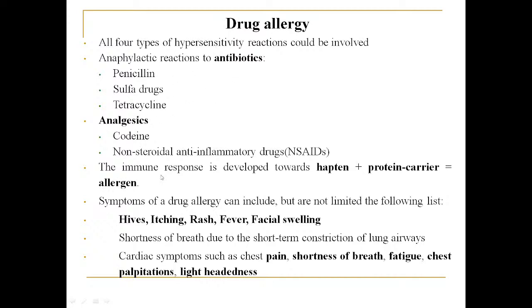Symptoms of drug allergy can include, but are not limited to, the following list: hives, itching, rash, facial swelling, bronchial spasm, shortness of breath due to short-term constriction of lung airways, cardiac symptoms such as chest pain, shortness of breath, fatigue, chest palpitation, and light-headedness.